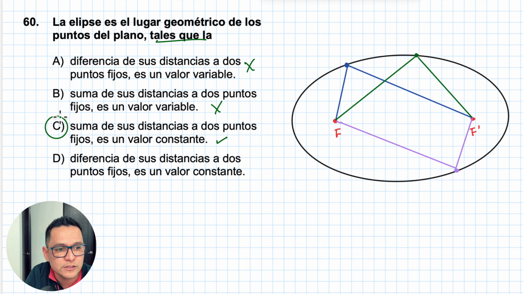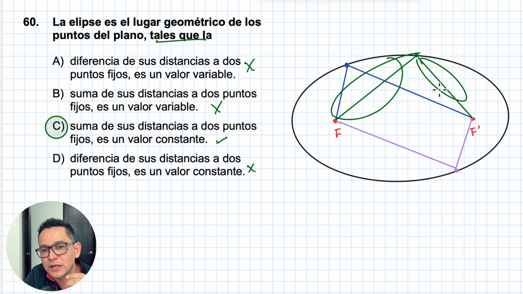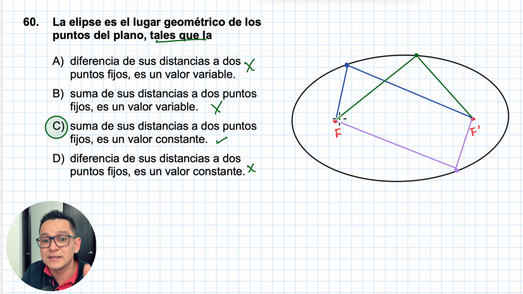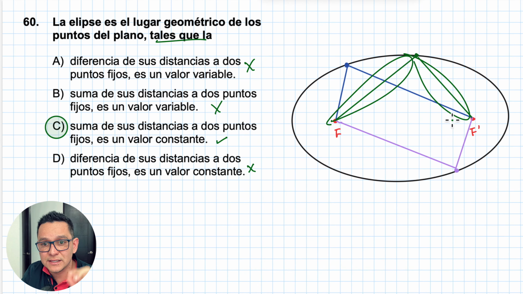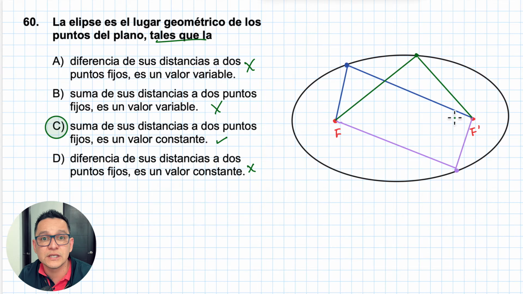So that's why I wanted to show it to you here again. Does it talk about difference? No, that's not it. I don't mean the difference between these measurements. It's not the sum of the two distances from the point to each of the foci. It has to be constant. Okay then? The correct answer, in fact, is option C. Let's go to number 61.